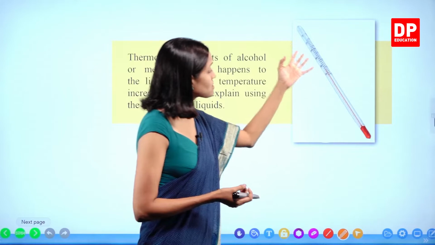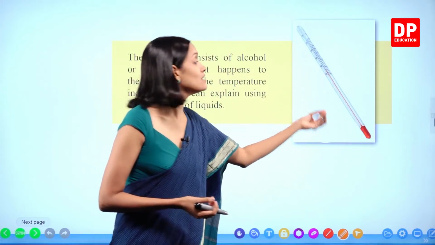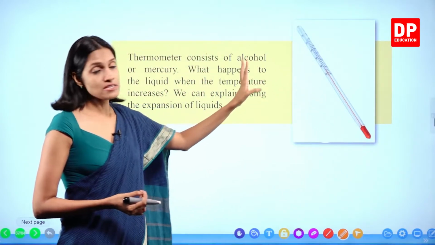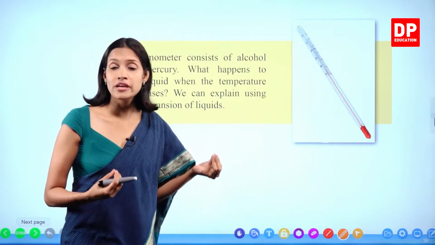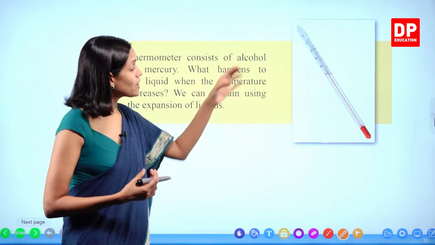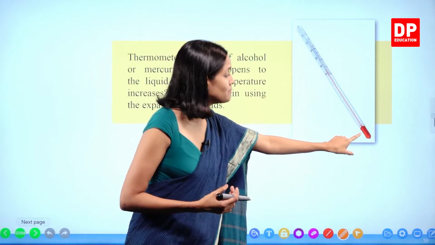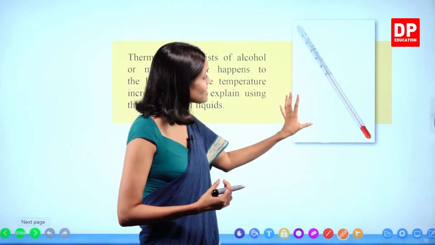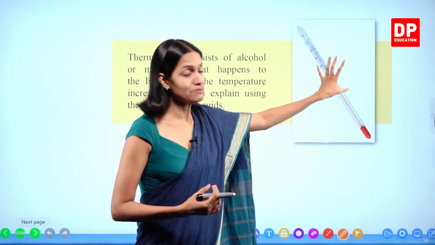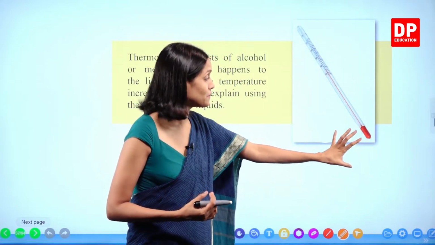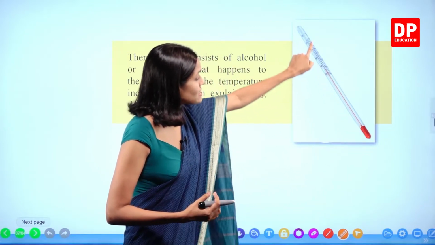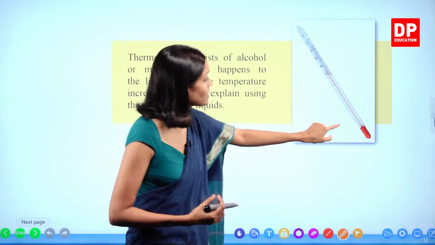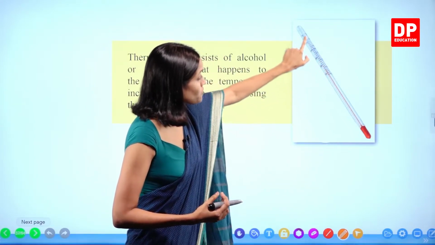So when it comes to this thermometer, the theory used here is expansion of liquids. Right, children? Let's say that if we want to measure the temperature of hot water, what we have to do is immerse this bulb of the thermometer in water. So you can see that when we immerse the bulb, the level inside this tiny tube, which is known as the capillary tube, rises. The liquid level inside the tube rises.